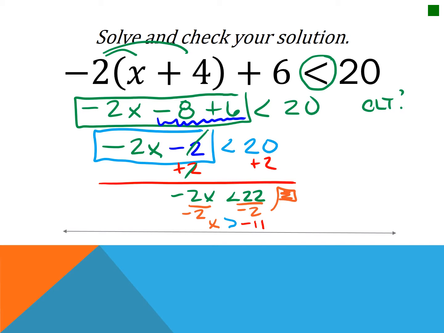So when I go to graph that, I'm going to move over here a little bit. There's 0. Here's negative 11. This is what I'm graphing. It's an open circle because it doesn't have an or equal to. X has the big mouth, so I'm going to shade to the right.